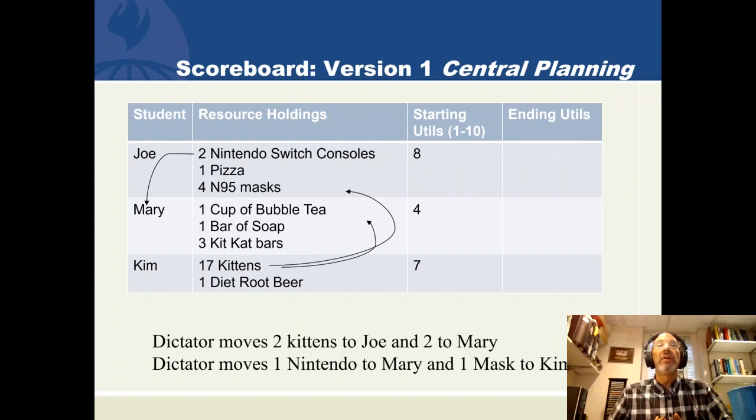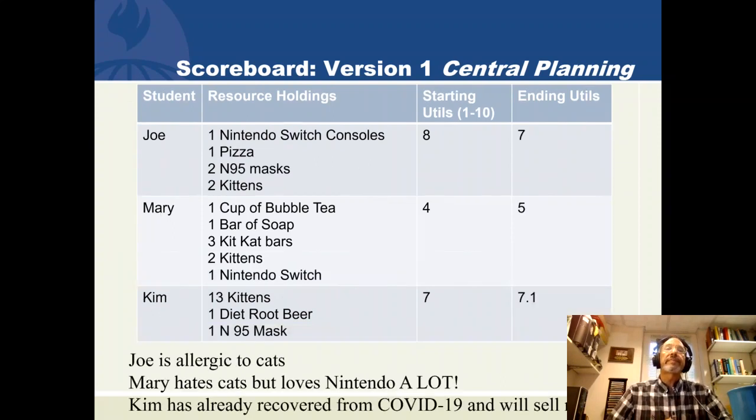And I'm going to take one of the N95 masks, and I'm going to give that to Kim, so Kim can enjoy an N95 mask. So that's my attempt to make everybody happier. Thinking I'm going to be a pretty good dictator. So let's go through. I'm going to show you the new economy that people now have. The numbers of items have now changed.